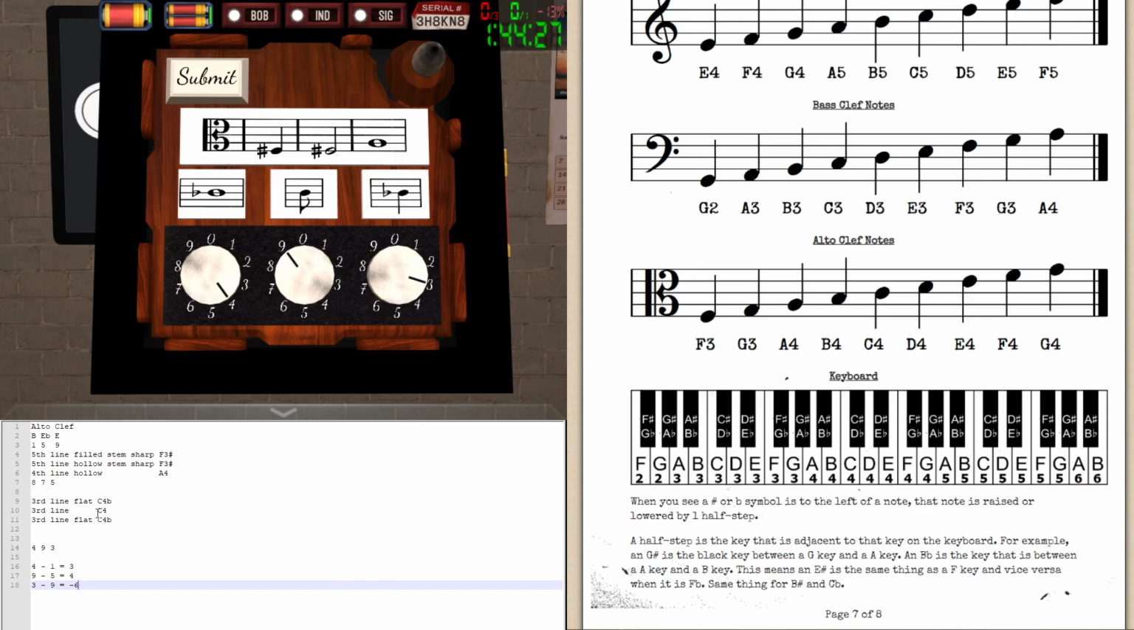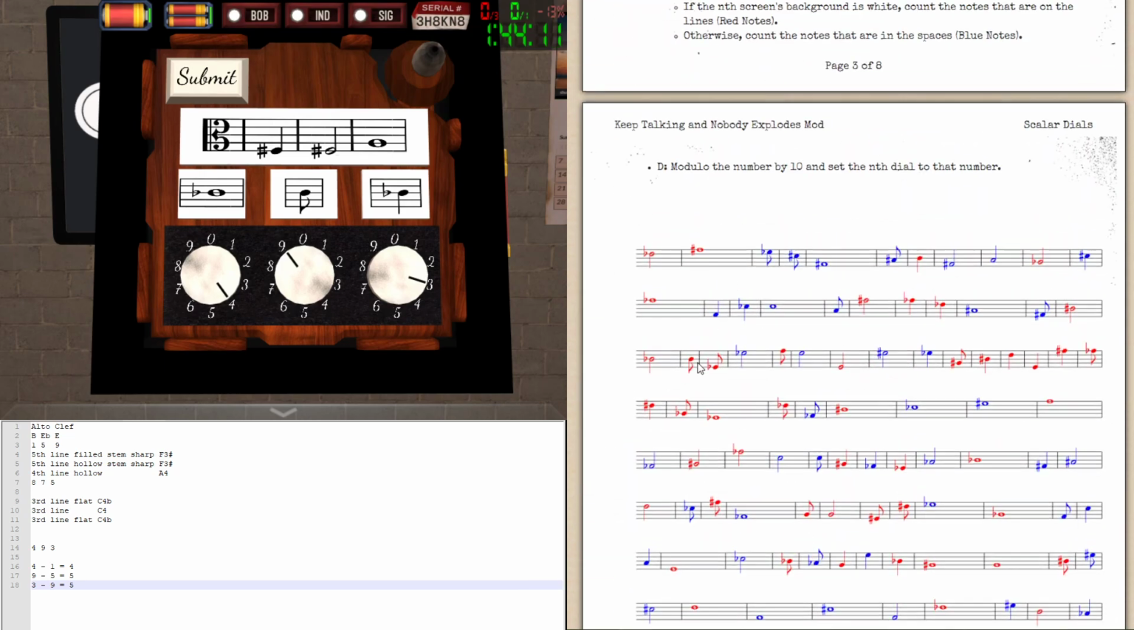Then I'm going to take modulo 10 of each of these. So basically this one's already there, this one's already there. If it's below 0, we're going to add 10, so this becomes a 4. Then add 1 to each. 4, 5, 5. And that is going to be which note on the scale is going to be played.